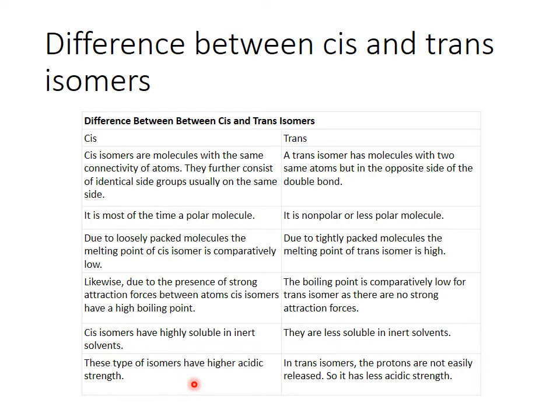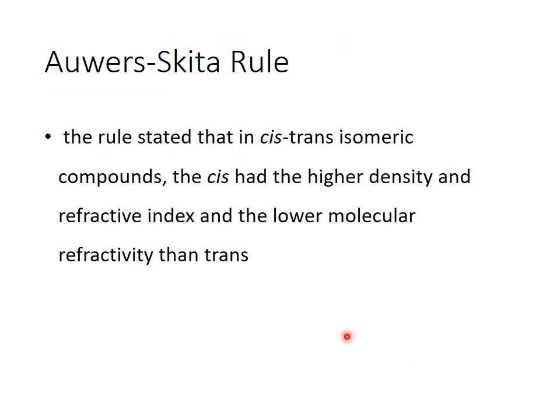inert solvents, and they will be having higher acidic strength in the case of cis isomer, and trans will be having lower acidic strength. And we have a particular rule which says among cis and trans isomer, the cis will be having higher density and refractive index and lower molecular refractivity than the trans. This particular law is our Skita rule.